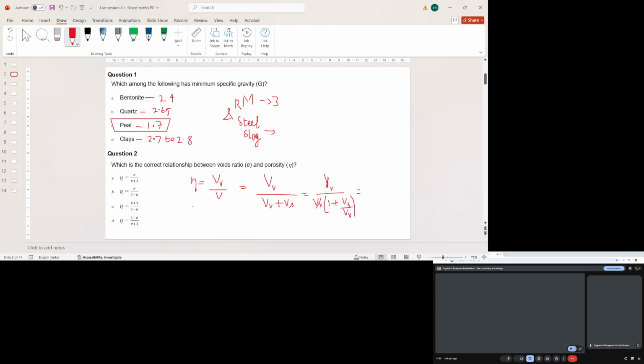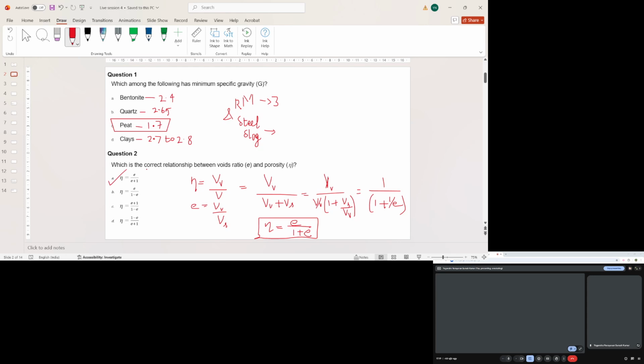So Vs, and we know that e is Vv by Vs. So this is going to be 1 by 1 plus 1 by e. So then we know that n is equal to e by 1 plus e. So this is the relationship, right? So the right option is A.